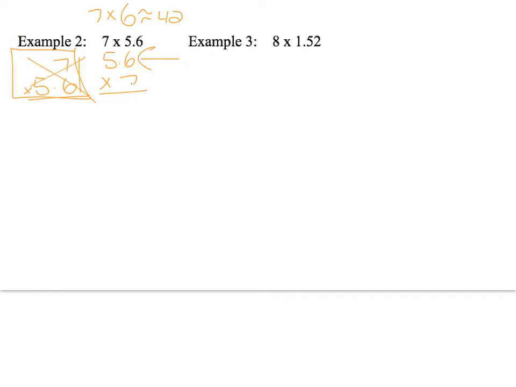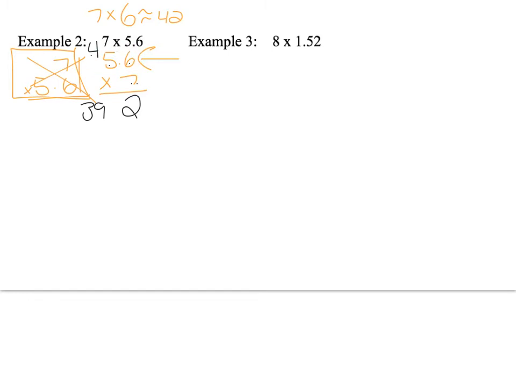Okay, 7 times 6 gives me 42, carry your 4. 7 times 5 is 35, plus 4 is 39. And step 2 tells us to count how many digits are to the right of the decimal in our factors.